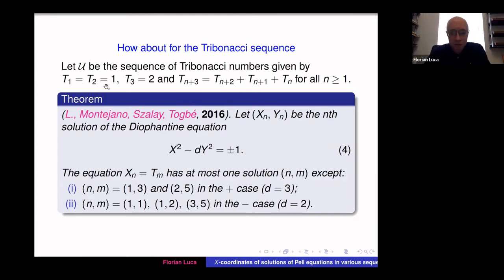Tribonacci numbers start with 1, 1, and 2, and then each member is the sum of the previous 3 terms. So the next member is 1 plus 1 plus 2, which is 4. The next member is 1 plus 2 plus 4, which is 7, and it keeps on going like that. So we did the same problem, but now we looked at values in the Tribonacci sequence. And we got that it has at most 1 solution except for these cases.